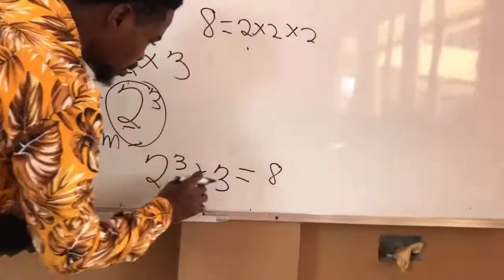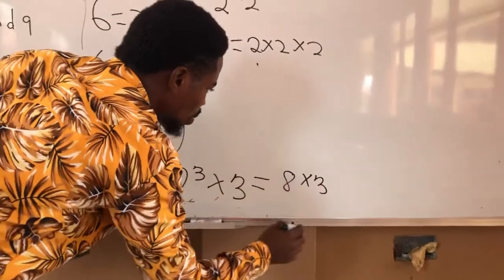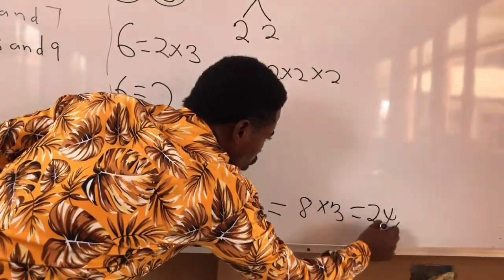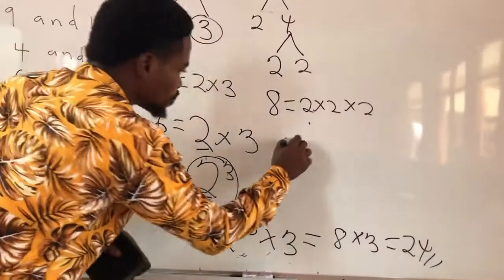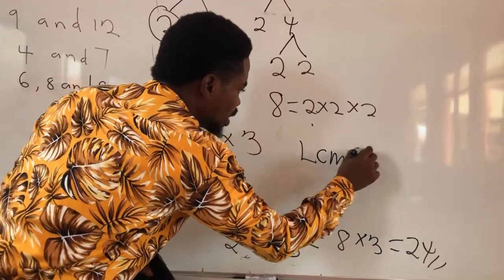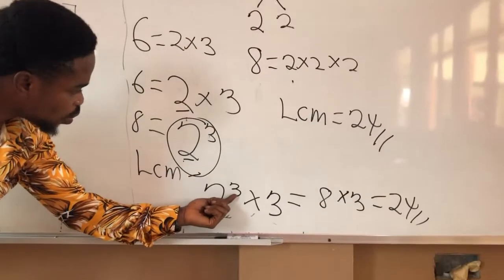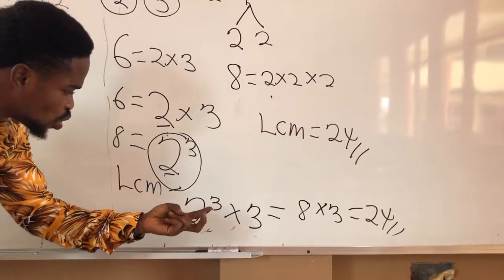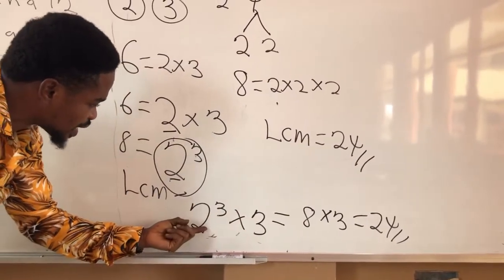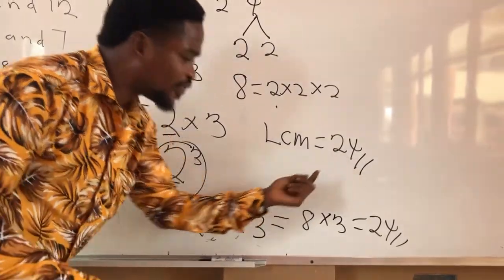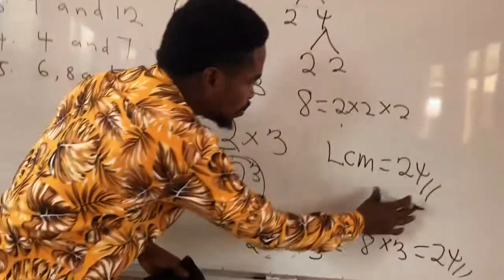8 times 3. That will give us what? 24. So our LCM is 24. Because 2 raised to the power 3 will give us 8. 2 times 2 will give us 4. Times 2 will give us 8. Times 3 will give us 24. This is our final answer.